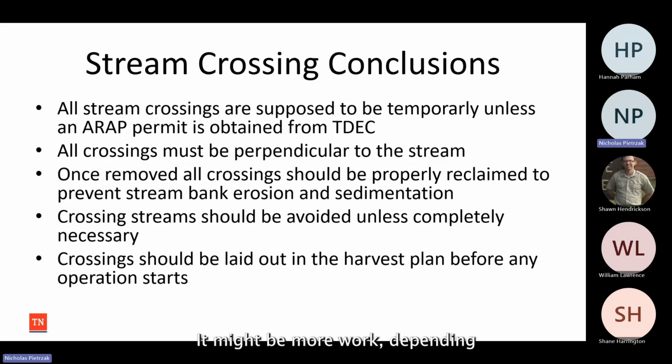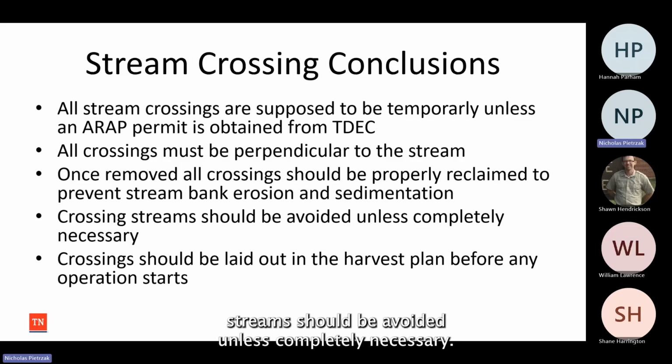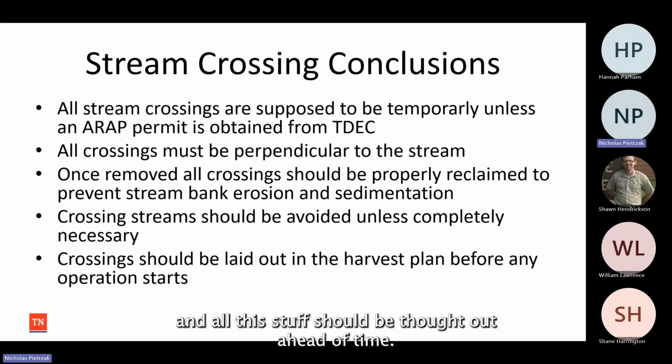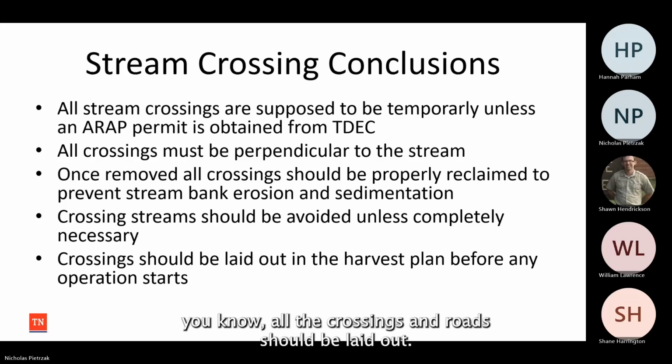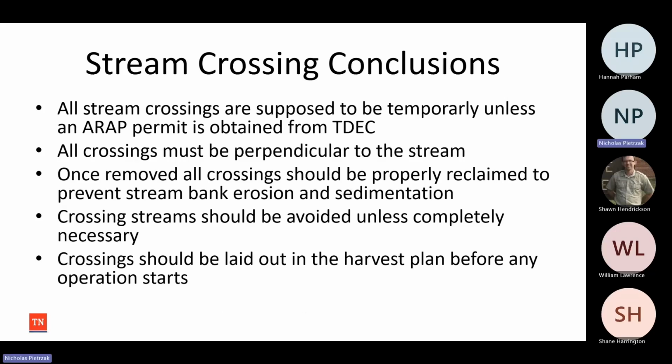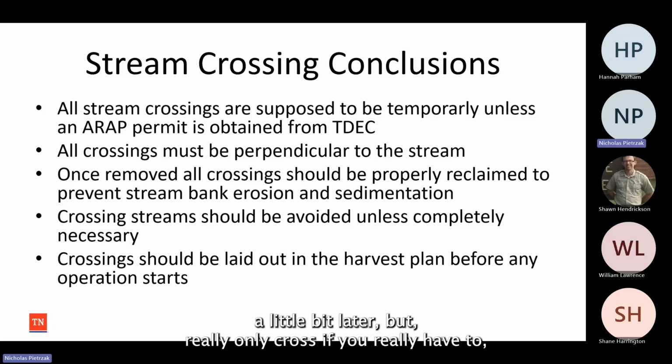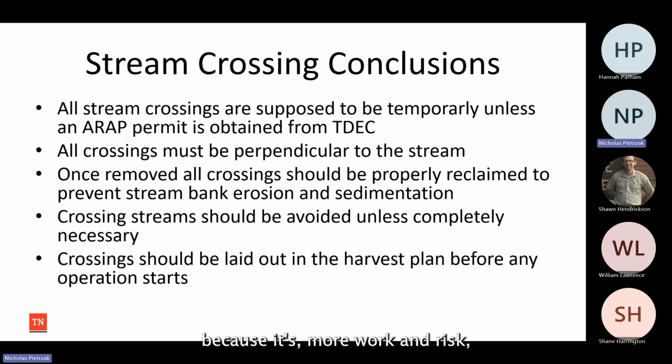It might be more work depending on the crossing method. Like I went over, bridges are typically a little bit less impactful than a culvert or tops crossing. Crossing streams should be avoided unless completely necessary. And all this should be thought out ahead of time. You should have a pre-harvest plan where all the crossings and roads are laid out. We'll go over that more with roads a little bit later, but really only cross if you have to, because there's more work and risk involved with crossings.